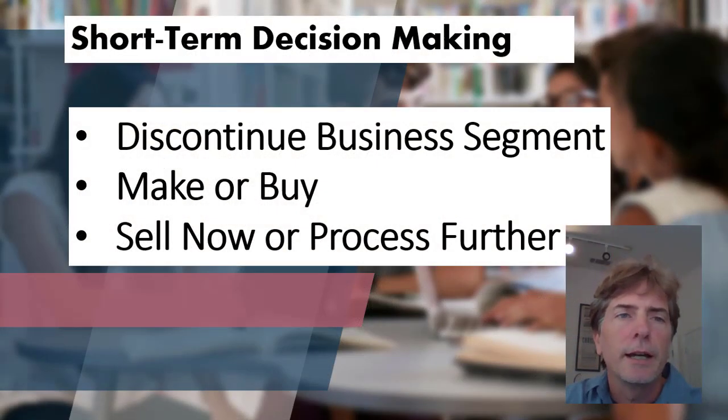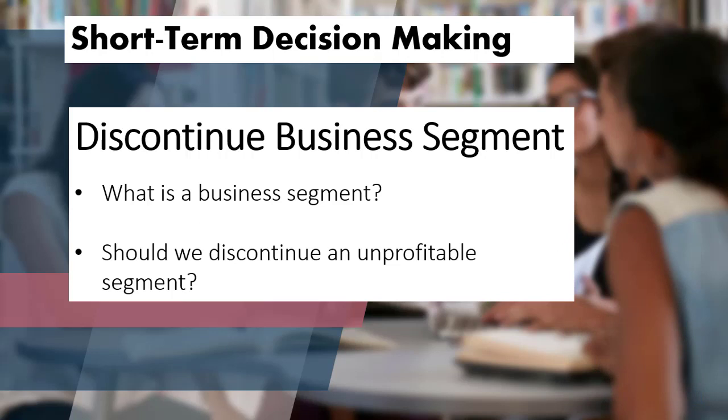In this lecture, we're going to look at other short-term decision-making situations that management might find themselves in. These include discontinued business segment, make or buy, and sell now or process further. The first situation is the discontinued business segment.